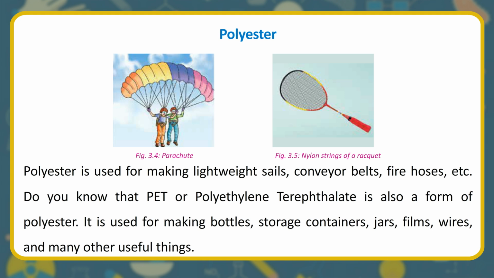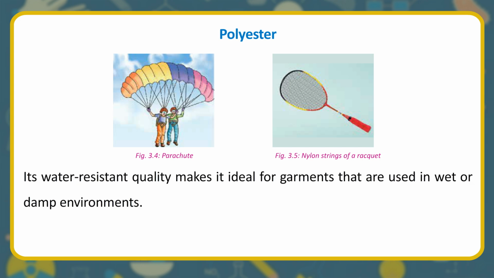Do you know that PET or polyethylene terephthalate is also a form of polyester? It is used for making bottles, storage containers, jars, films, wires, and many other useful things. Its water-resistant quality makes it ideal for garments that are used in wet or damp environments.